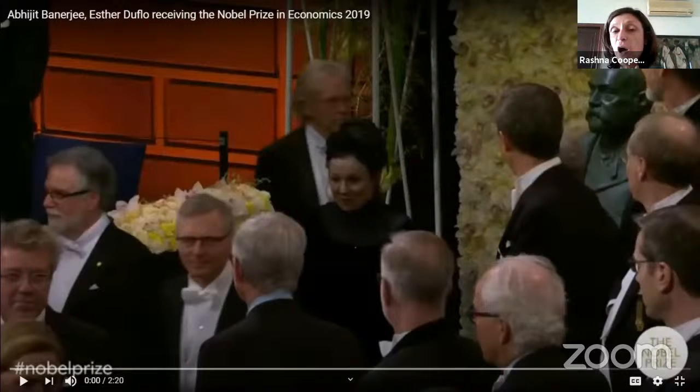You can see how formally everybody is dressed, right? However, very often and interestingly, the people who get the Nobel Prizes, the Nobel laureates, often dress in their own national dress to honor their own country. So you are going to see that also. You're going to see the King and Queen.